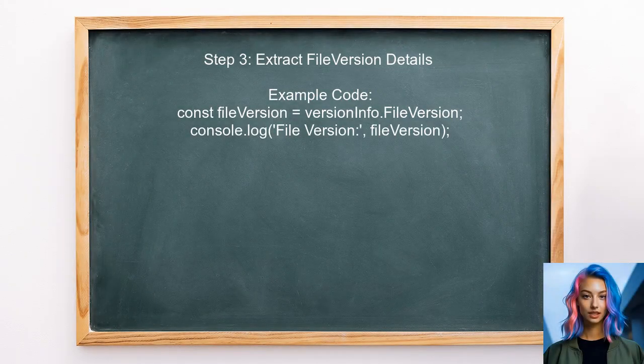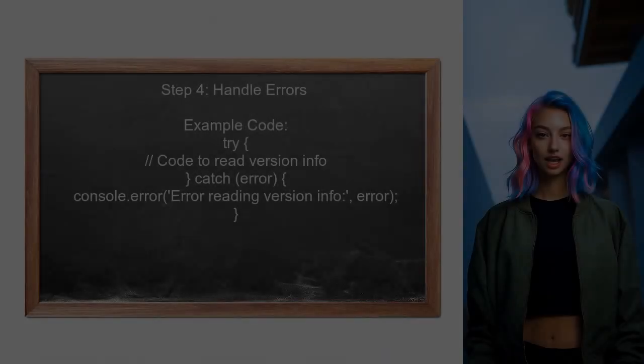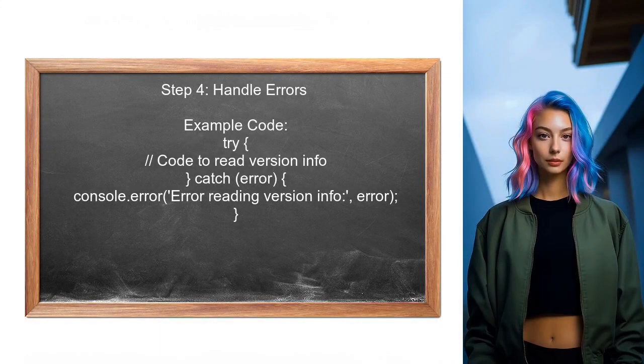After obtaining the version information, the user can extract the specific file version details. This usually involves parsing the version structure returned by the API. Finally, the user should handle any potential errors that may arise during this process. This ensures that the application remains robust and can manage unexpected situations.